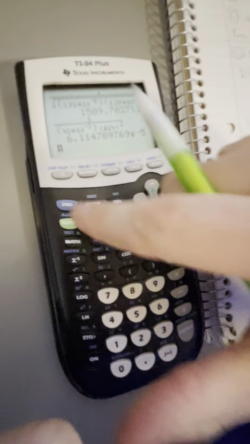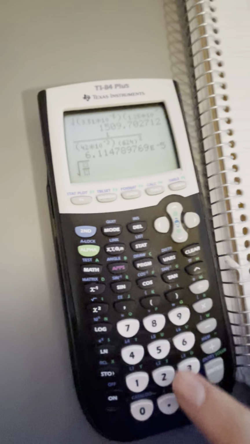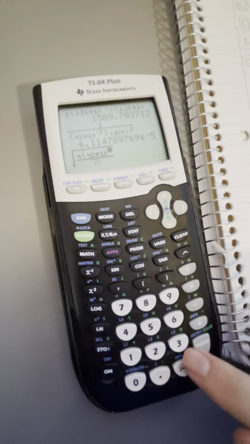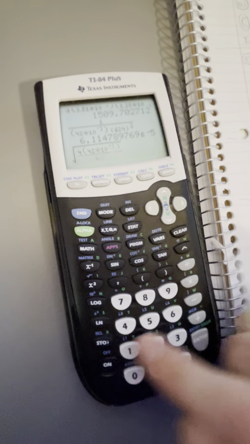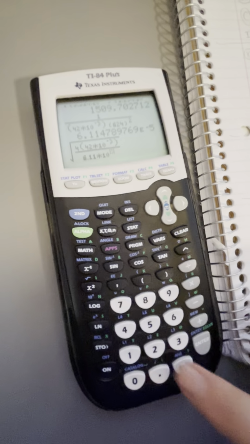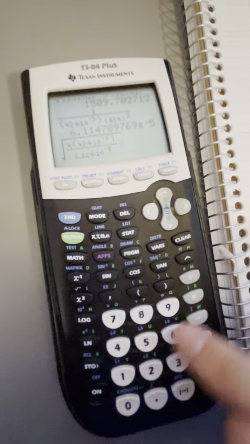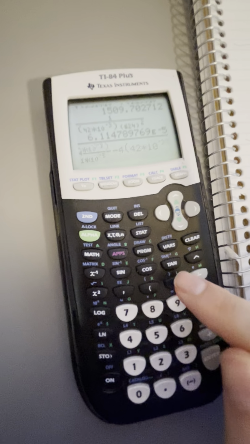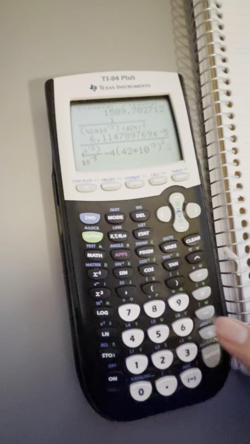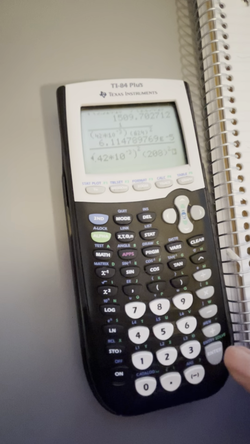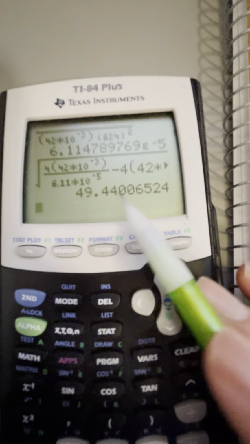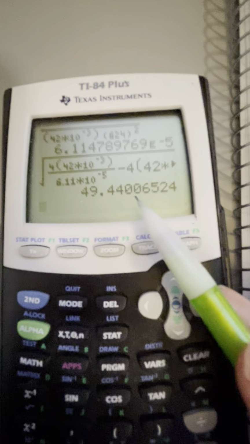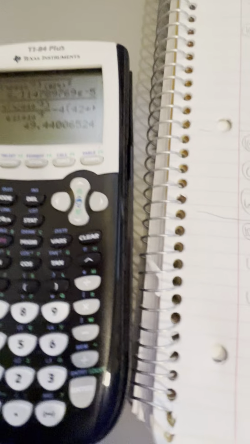Let's see what we get. Square root, 4 times, yada yada, minus 4 times 42. And this is squared, and then 208 multiplied by that is also squared as well. And then we get 49.44 and then a bunch of garbage values. So let's just say 49.4.